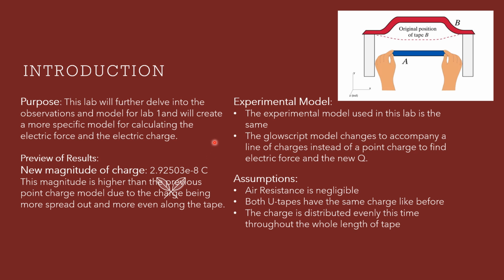The experimental model is mostly the same, and the GlowScript model changes to a collection of line charges instead of a point charge to find the electric force and the Q. Some assumptions are that air resistance is negligible and both U tapes have the same charge like before. The charge is also distributed evenly throughout the tape.